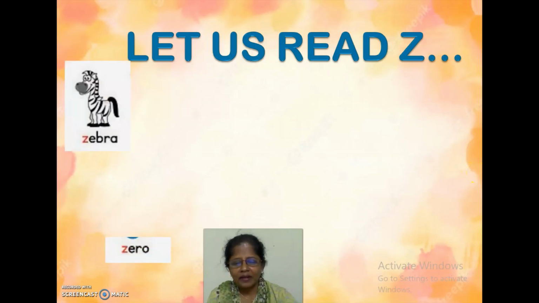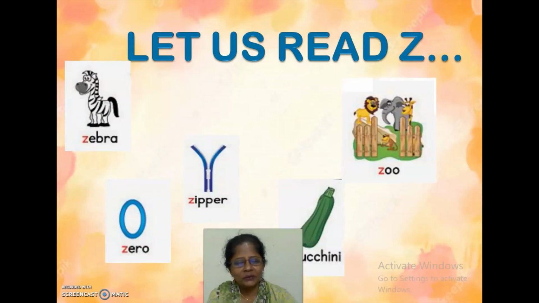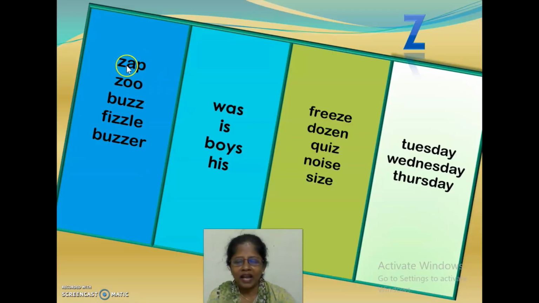Z sound: zebra, zoo, zipper, zucchini, zoo. So these are all z as it comes in the beginning and it is a consonant. Zigzag, zigzag, right? And here we have the z sound, but there are some words where you do not see the alphabet z, but then it has the sound, right?